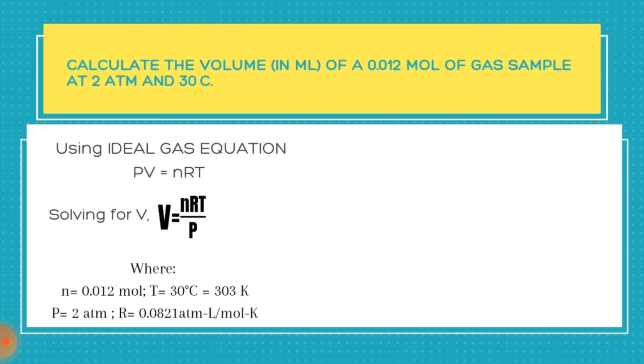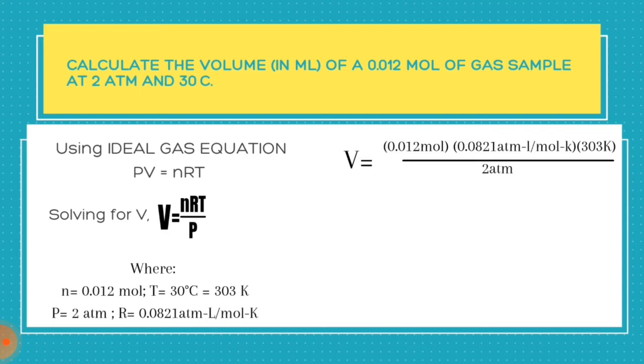So let's write the given, where n equals 0.012 mole. Temperature is 30 degrees Celsius. Remember that the unit of temperature is Kelvin, so we will convert this 30 degrees Celsius into Kelvin. 30 plus 273 equals 303 Kelvin. The pressure is 2 atm. And R equals 0.0821 atm-L over mole-K. Always remember that the value of R is 0.0821 atm-L over mole-K.